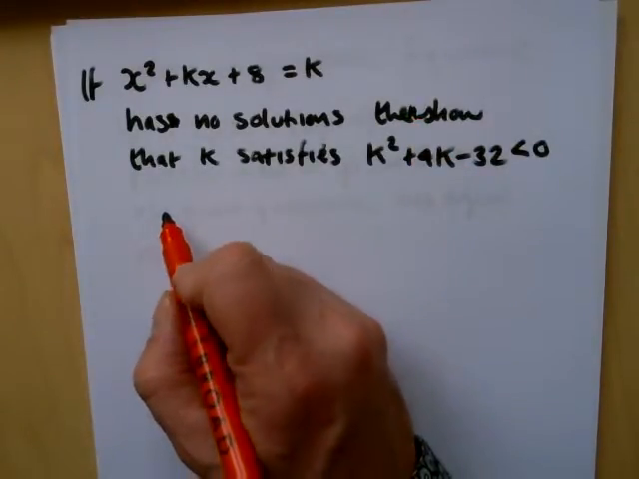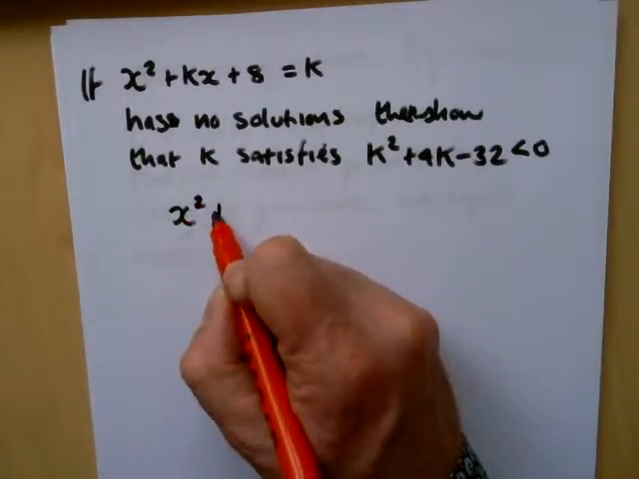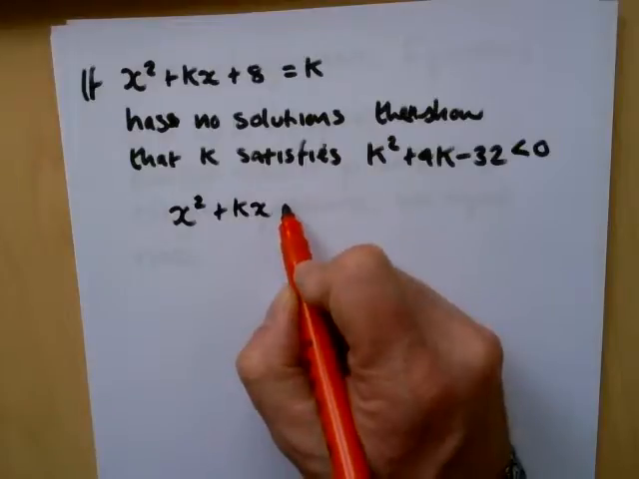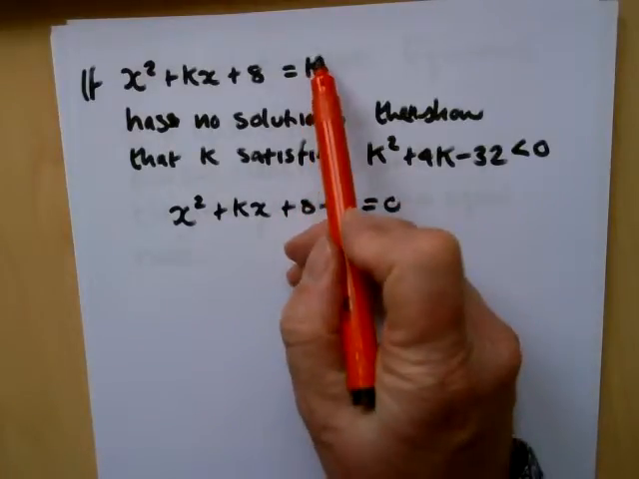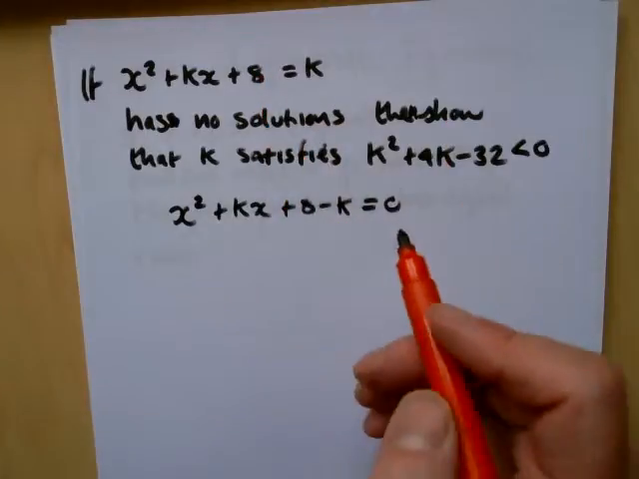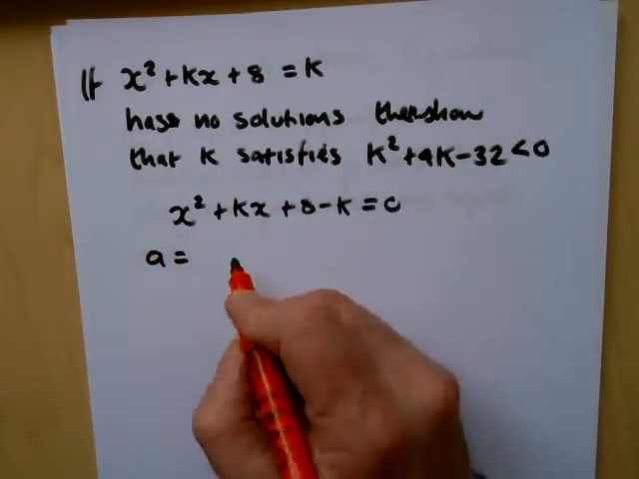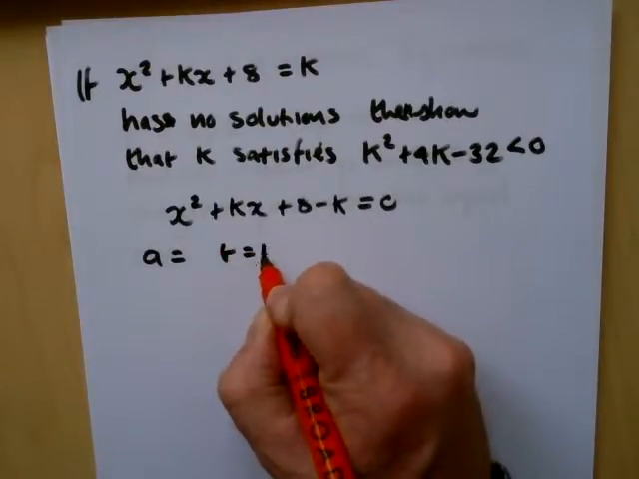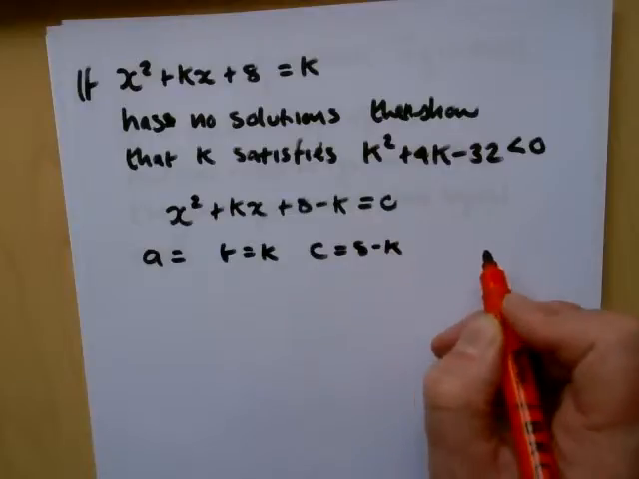So first of all, before I can work out my values of a, b and c to put into the discriminant, I must make this equation equal to 0 by bringing the k over. Okay, so the k has just been moved across. So we can see that a would be 1, that's the coefficient of x squared. b would be k, and c would be 8 minus k.